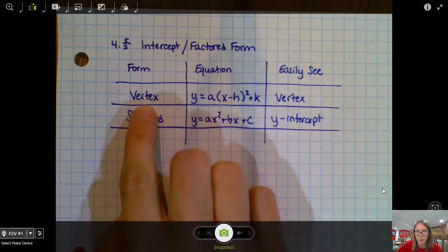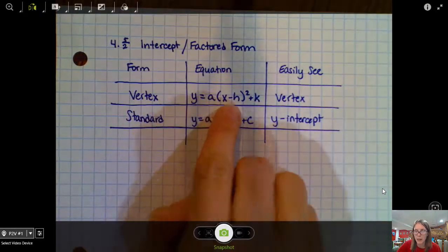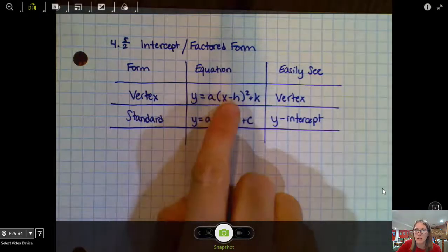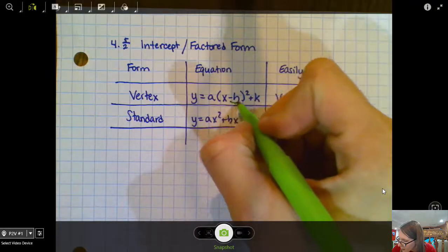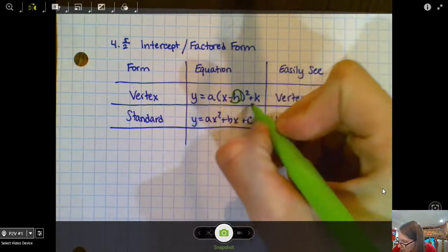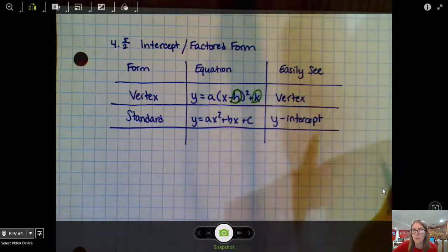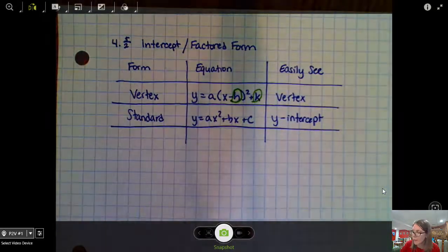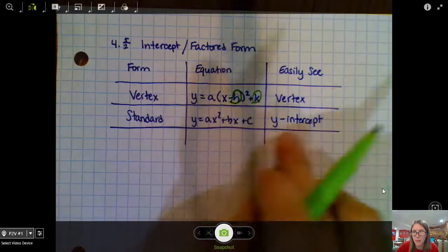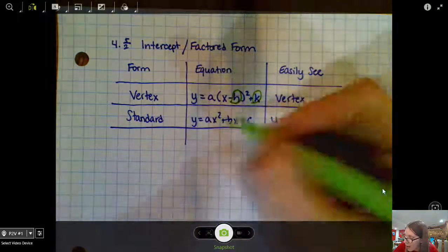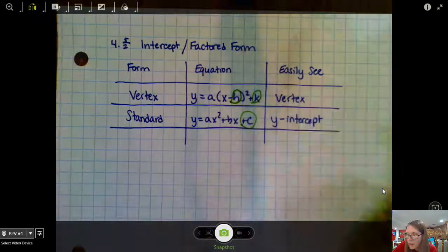With our vertex form, remember this is really like our transformation, so we can easily see our vertex. Circle our parts that tell us our vertex, h and k. Okay, they give us our vertex. Standard form, y equals ax squared plus bx plus c. We can easily see our y-intercept, and that's our c value.